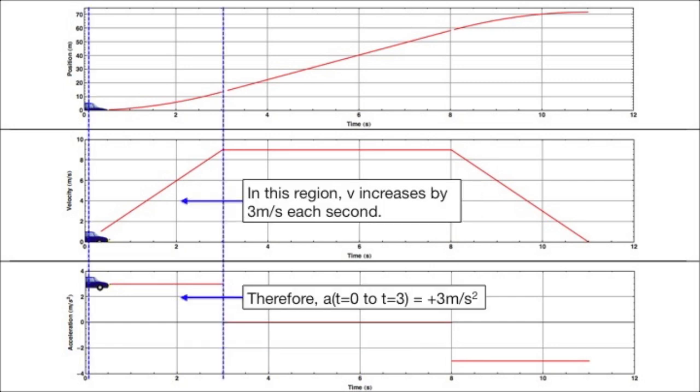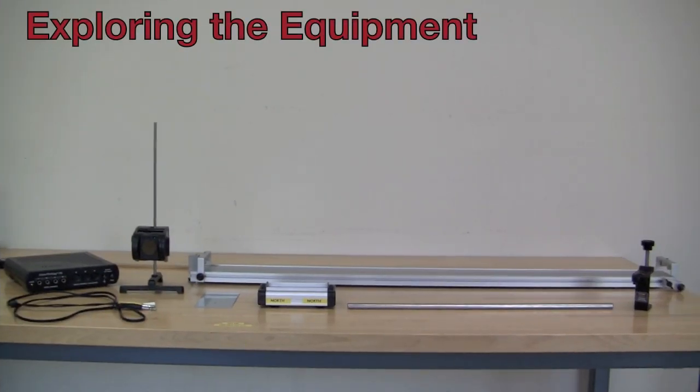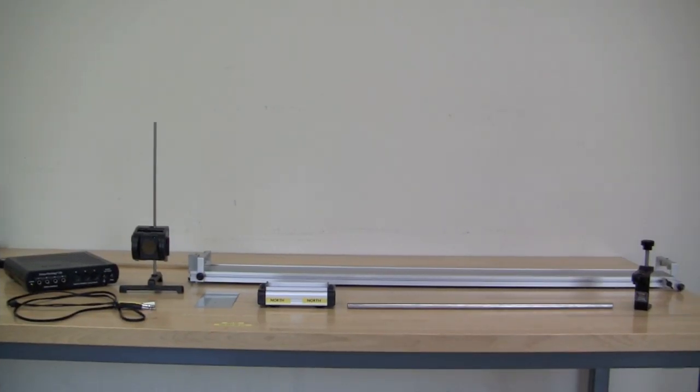If we calculate the slope of the velocity curve during the initial acceleration, we can see that the velocity increases 3 meters per second each second. This gives us an acceleration of 3 meters per second squared. We can now watch the graphs evolve as the car moves, noting the differences between regions of constant acceleration and zero acceleration. Now we are ready to explore the equipment you will use in this lab.